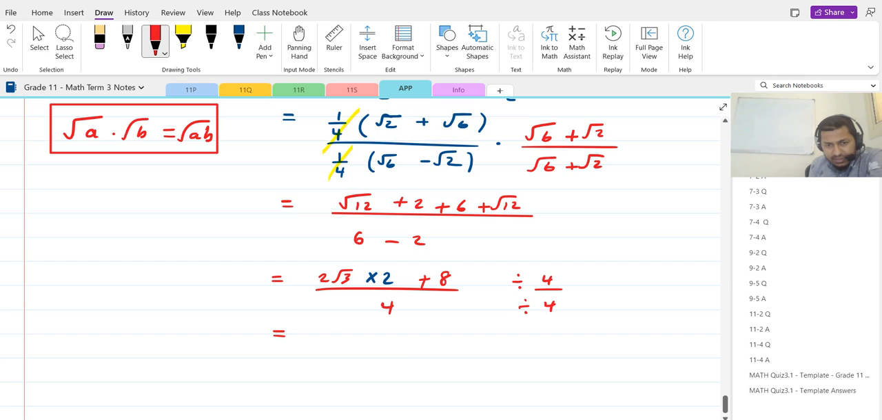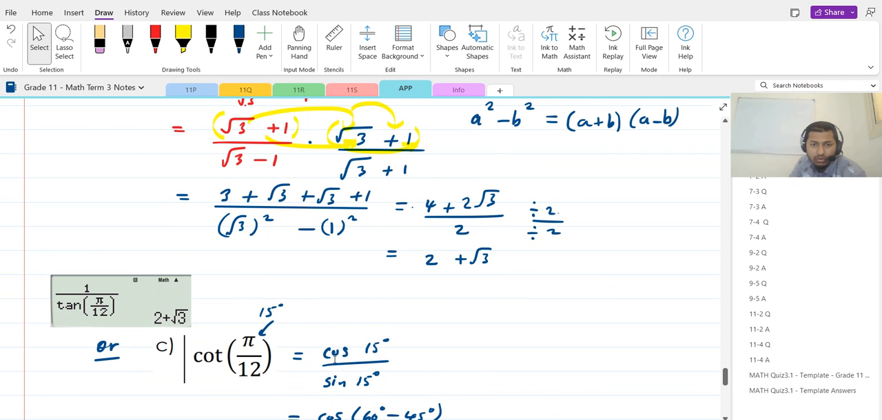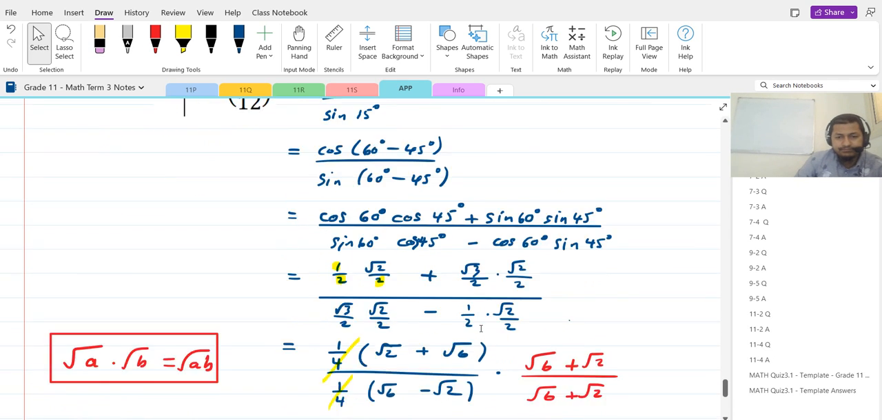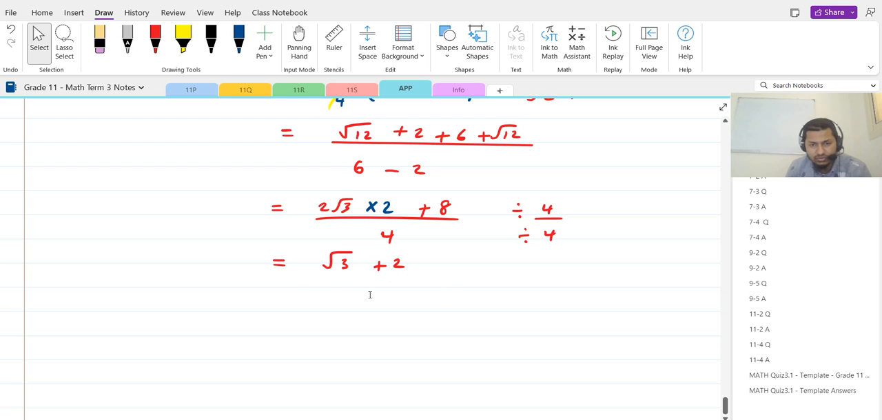4 divided by 4 is square root of 3. 8 divided by 4 is 2. And 4 divided by 4 is 1. So what's my answer? 2 plus root 3. Did we get the same answer before? Yes, 2 plus root 3. Perfect. Or root 3 plus 2. Same thing. Alright, so we did get the answer.